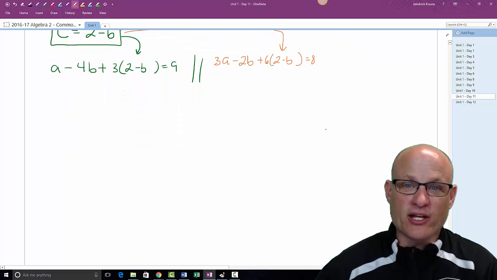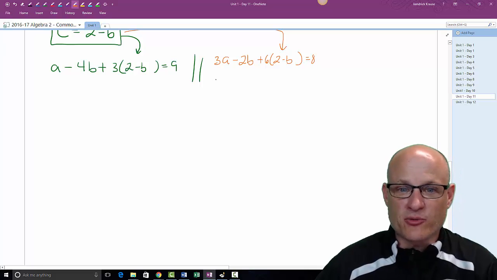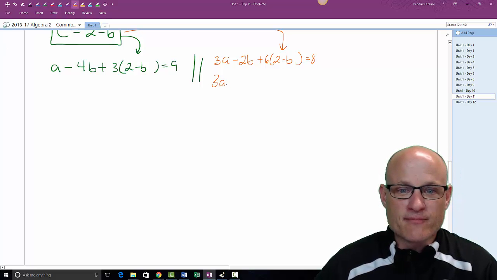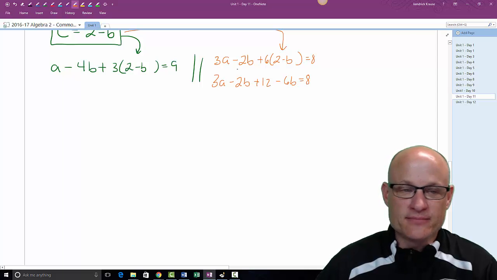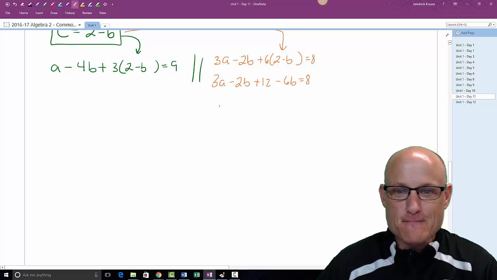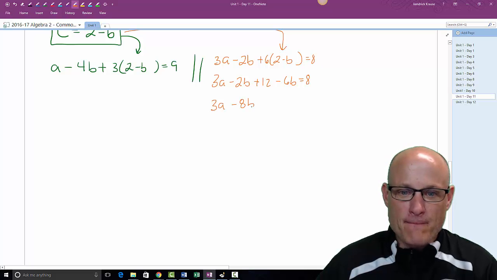Now, if I don't make any dumb mistakes, we should be able to get through this a little bit quicker. Let me finish this one since I've got the orange pen. 3A minus 2B plus 12 minus 6B equals 8. So we're going to clean things up. I got 3A minus 8B, and I'm going to subtract this 12 over, equals negative 4. So there's one of my equations.